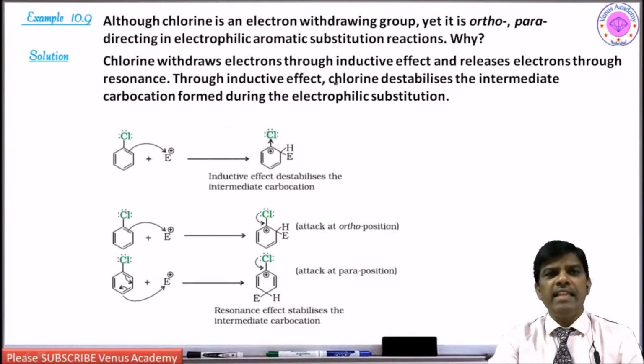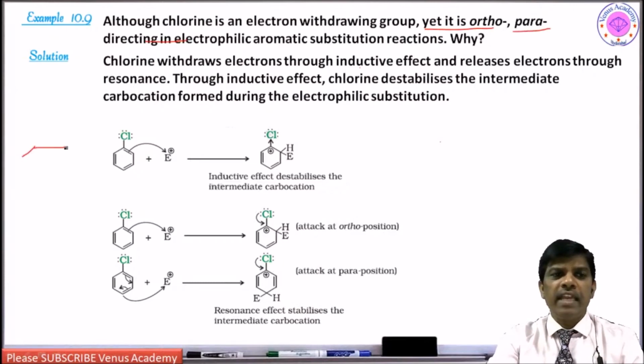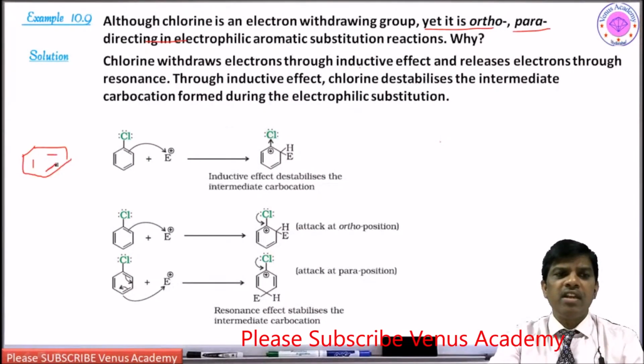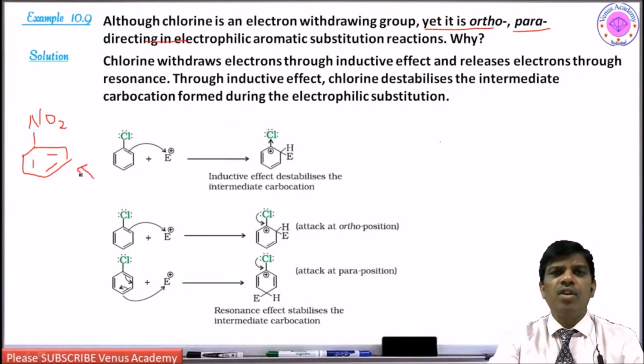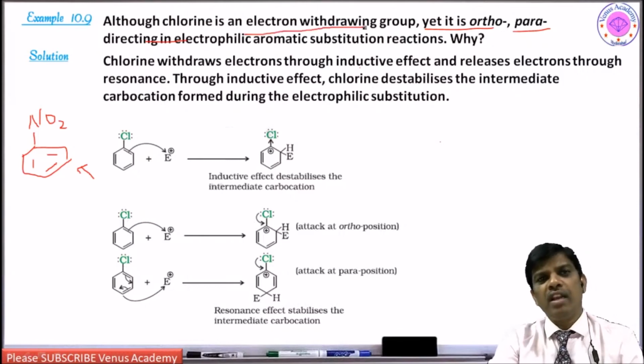Although chlorine is an electron withdrawing group, as I have just explained, yet it is an ortho and para directing group. For example, if I take nitrobenzene, what is the orientation of nitrobenzene? It is a meta directing group. So the electrophilic substitution takes place at the meta position. So they are asking, it is also like an electron withdrawing group? Yes, chlorine is an electron withdrawing group.